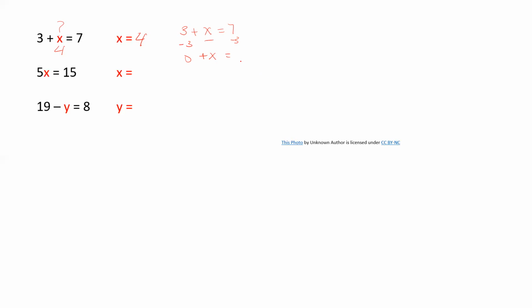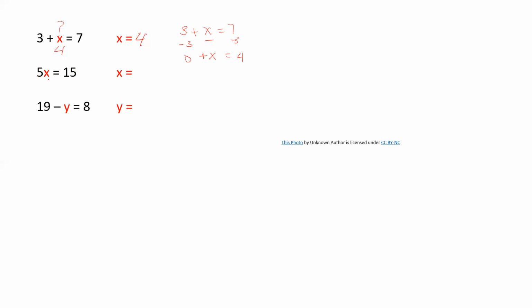So 7 minus 3, sorry, is 4, right? And that makes sense. 3 plus 4 is 7. Okay, so I'm going to use this strategy of trying to get x by itself on all these other problems. If this x on the left side is being multiplied by 5, right? When it's right next to each other without a plus sign or minus sign, it means that it's 5 times x equals 15.